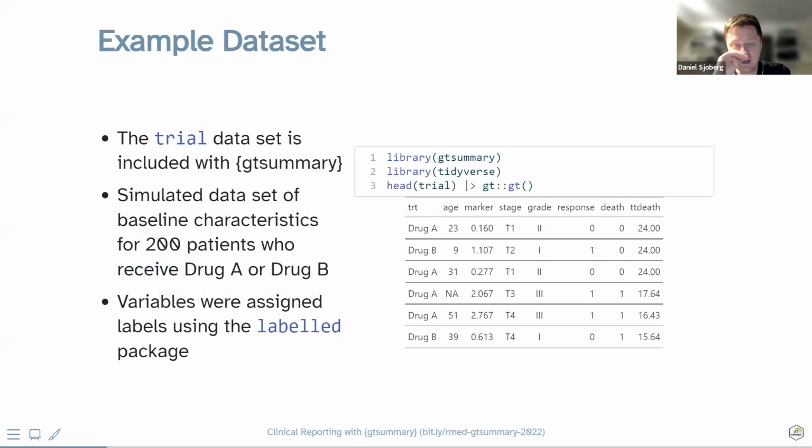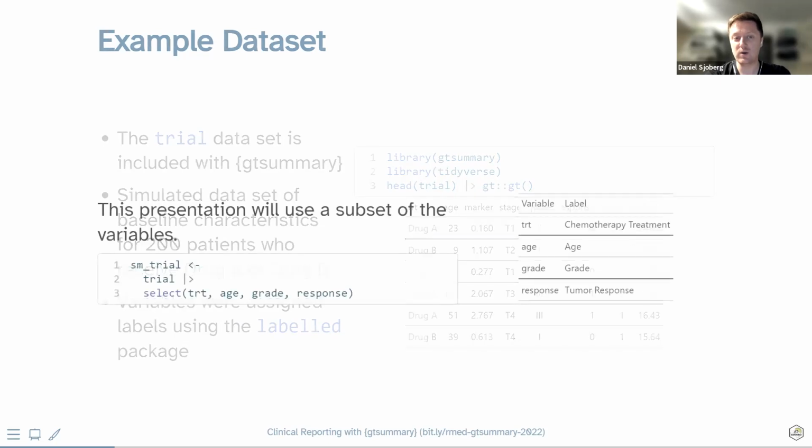Before we move on, you can see here in the table on the right, we have a column TRT, which is the treatment. We have their age. We have some marker value, the patient's cancer stage, their grade, whether or not they responded to treatment, 0, 1 for yes and no, same for death, and then also time to death. So we're going to do a little bit of survival analysis if we have time.